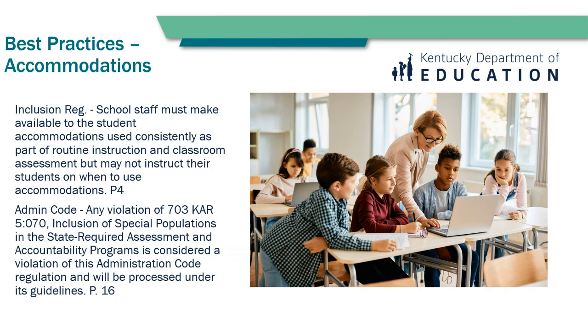Additionally, the admin code establishes that any violation of the regulation outlined in 703 KAR 5:070, which pertains to the inclusion of special populations in state-required assessments and accountability programs, will be considered a violation of the administration code. Consequently, such violations will be processed according to the guidelines outlined in the code.